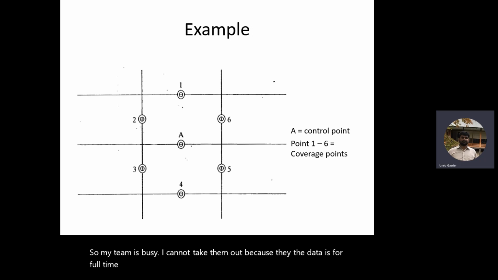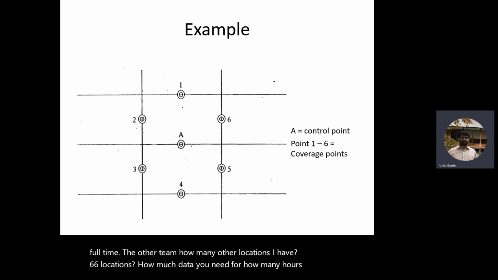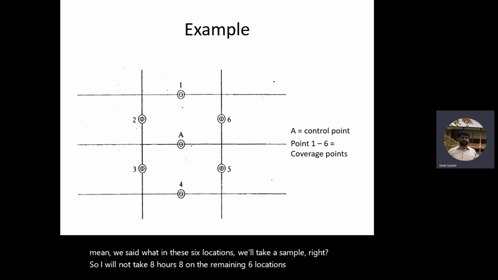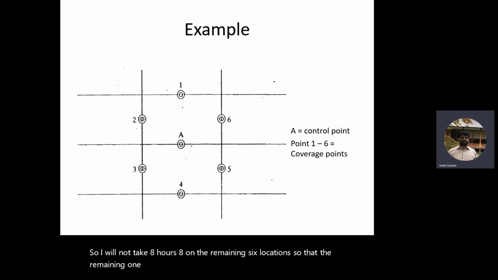The other team, how many other locations do I have? 6 locations. How much data do I need, for how many hours? 8 hours. Now we said what? In these 6 locations, we will take a sample, right? So I will not take 8 hours of data on the remaining 6 locations. So that remaining one team will take a sample from each of these 6 locations. Clear?